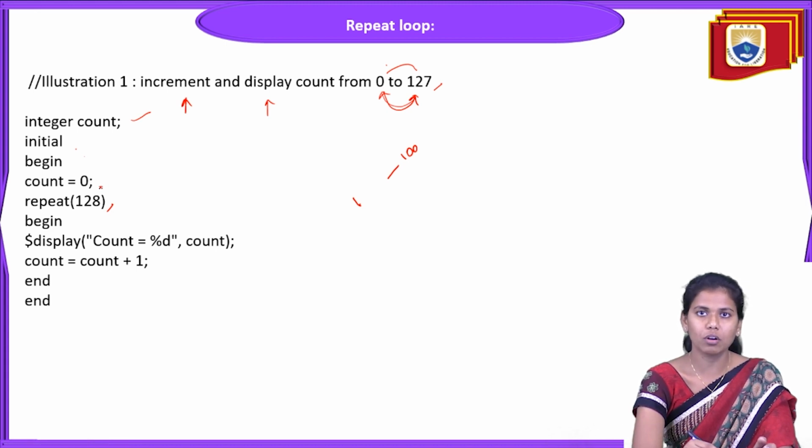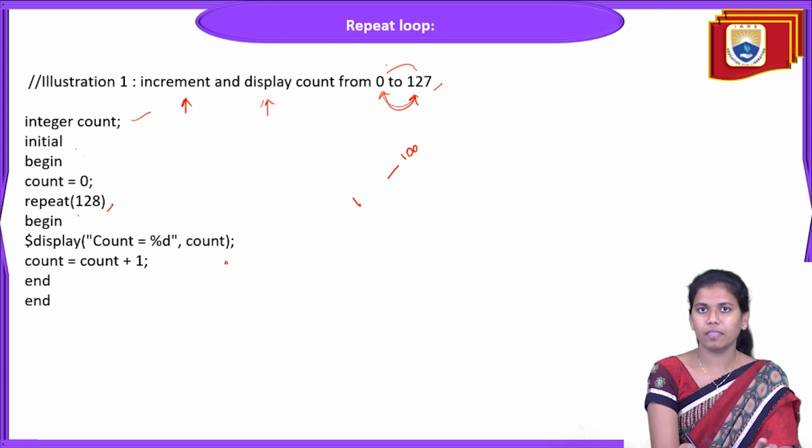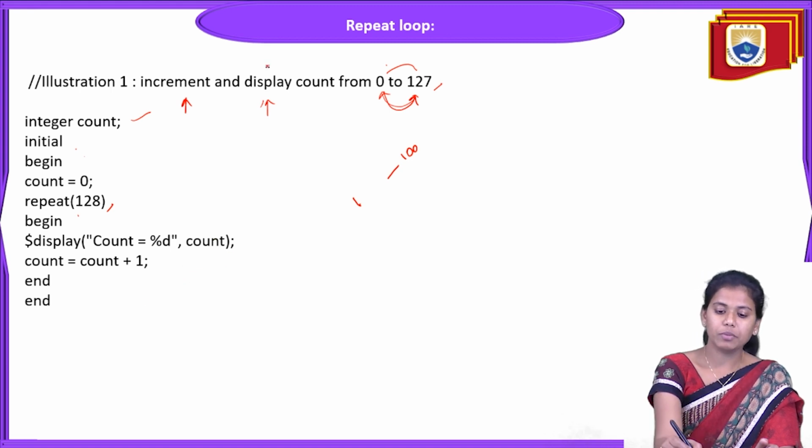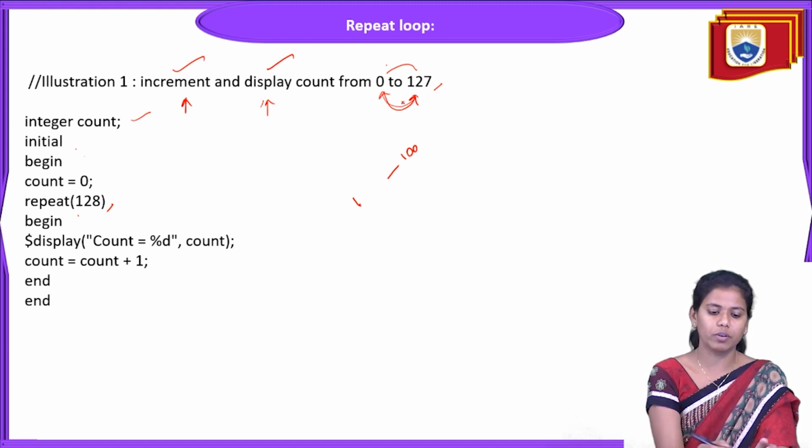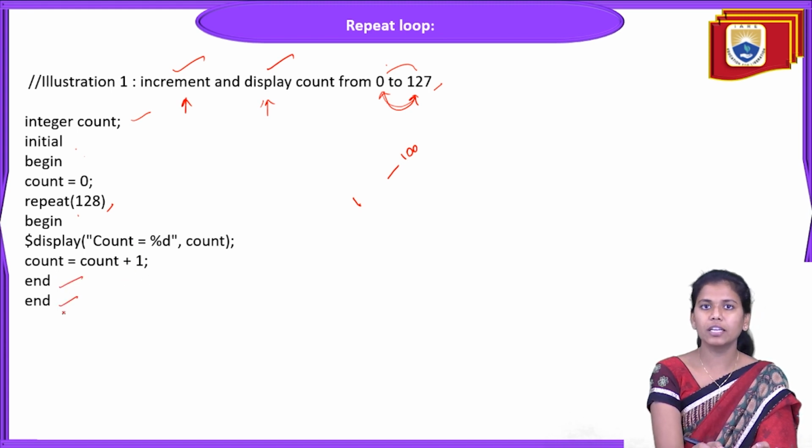So count 0 and then repeat 128, begin, and now I want to display, right? So display count percentile and the count, and now I'm done with the display. Now my task is to increment. So count, I have to increment. So in order to count from 0 to 127, what I need to do? I need to count plus 1 and so on, right? So count is equals to count plus 1 and then finally close the loop.